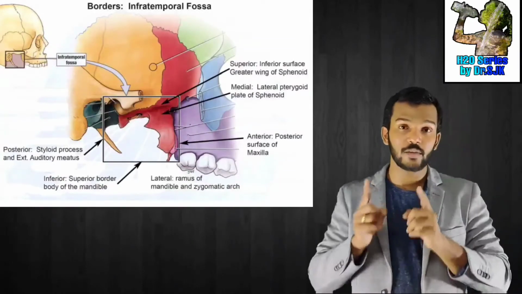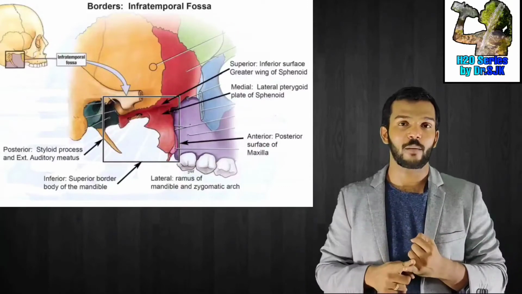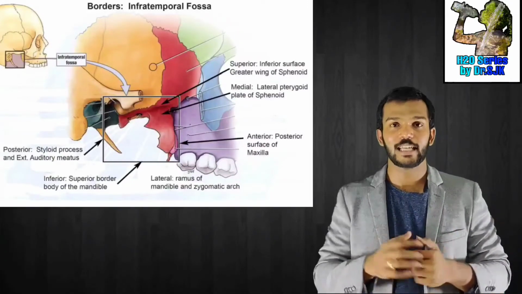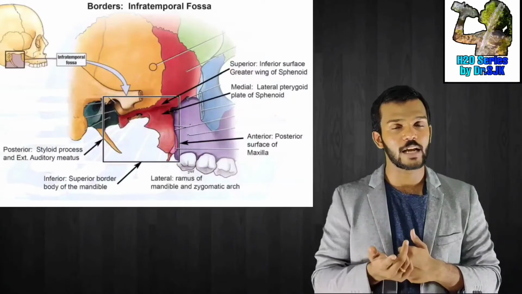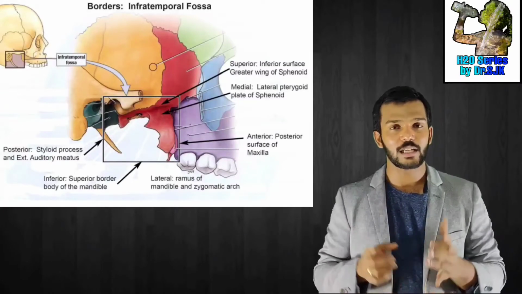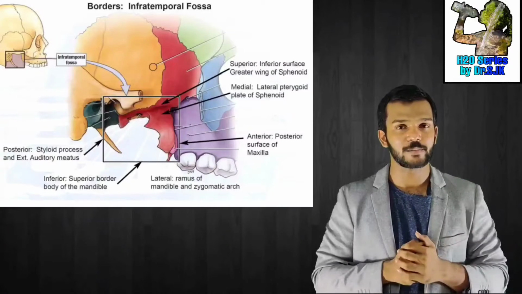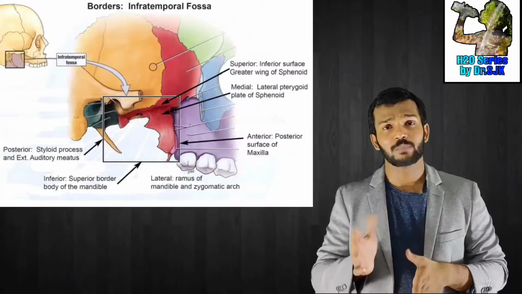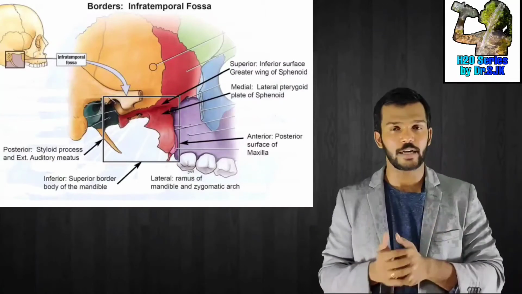Now the sphenoid bone, that is the greater wing of the sphenoid bone, has two foramens, the foramen ovale and foramen spinosum. The infratemporal fossa can communicate with the cranial cavity through these two foramens. The foramen ovale transmits the mandibular nerve, accessory meningeal artery, lesser petrosal nerve, and emissary vein. The foramen spinosum transmits the nervus spinosus and middle meningeal artery.